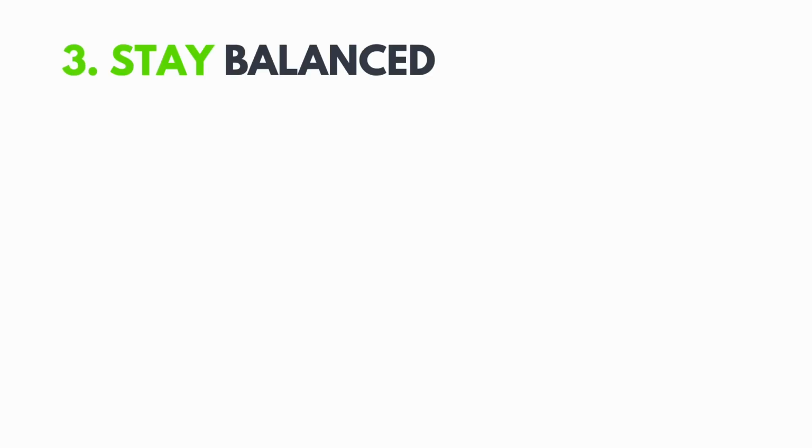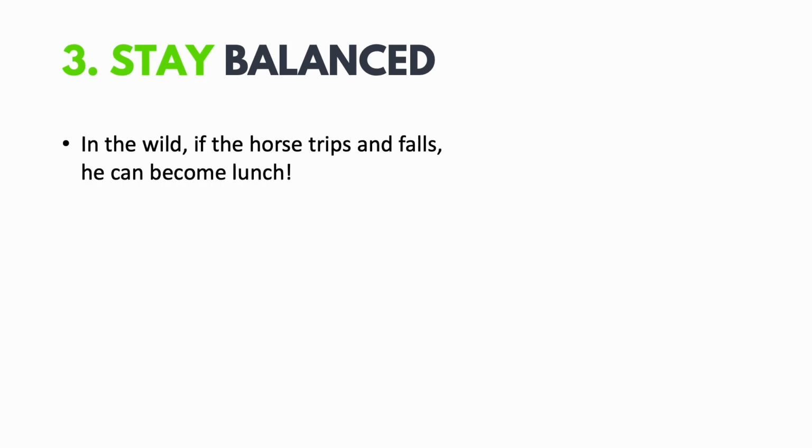Now, the next point is that not only do you need to be relaxed, but you also need to be balanced. Now, the horse is a flight animal, and if danger comes up, his first response is to turn and to run and to not fall over. Because in the wild, if the horse trips and falls, he can become lunch to a predator.